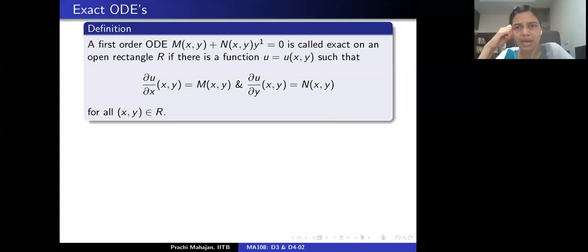With respect to y is n, and this happens throughout the rectangle R. Yeah, so let me repeat the definition.